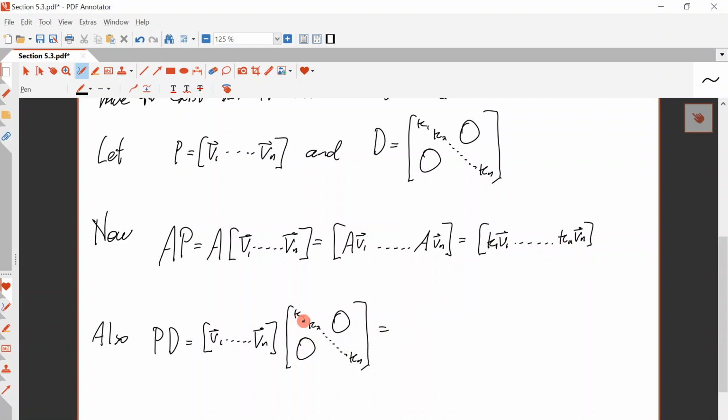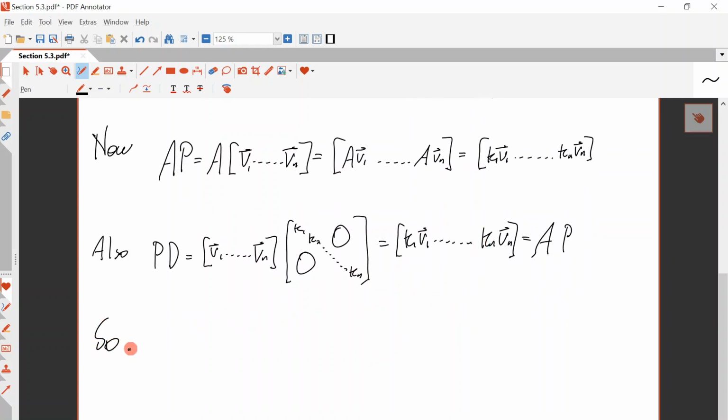Right? You're going to have the first column, so first row, first column is k1 times the first entry in v1, and then zeros everywhere else. First column, any row, you're going to take just k1, 0, 0, 0, 0, 0, and multiply by v1 and the other things. So you're just going to get that the first column is k1 v1, and that the last column is kn vn. But this is equal to AP.